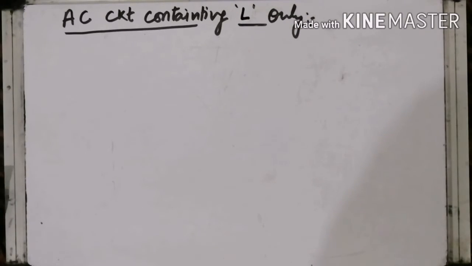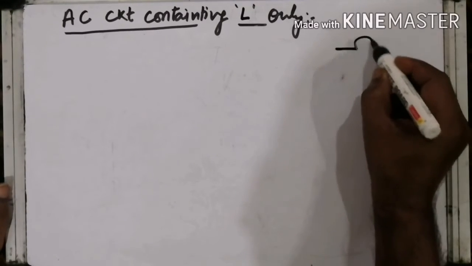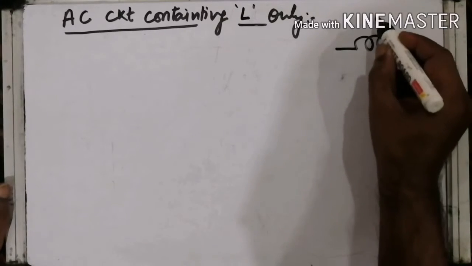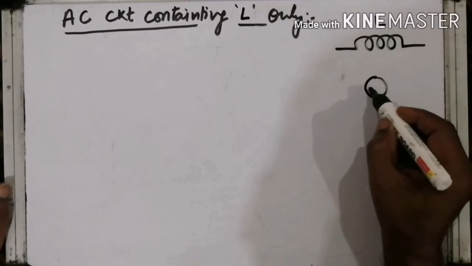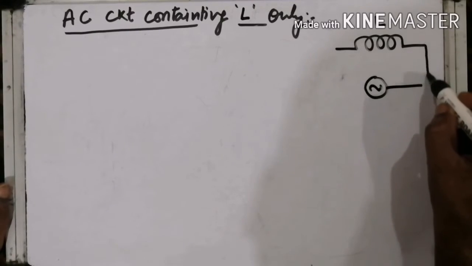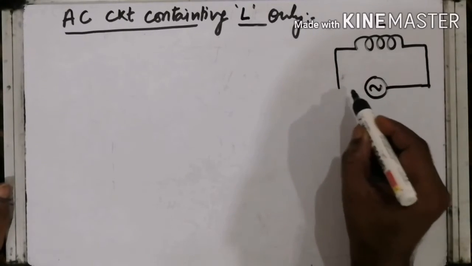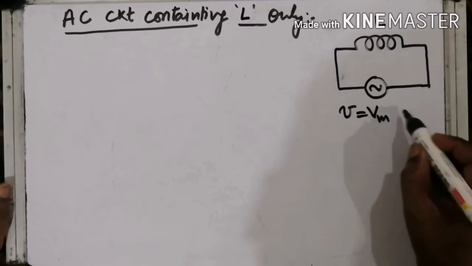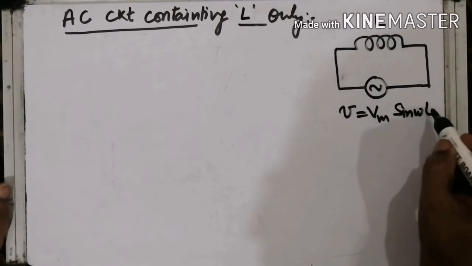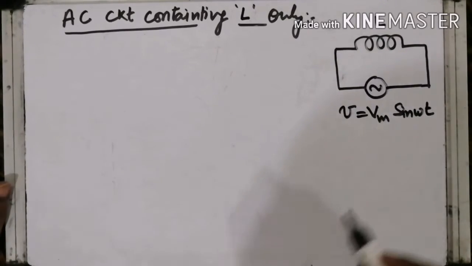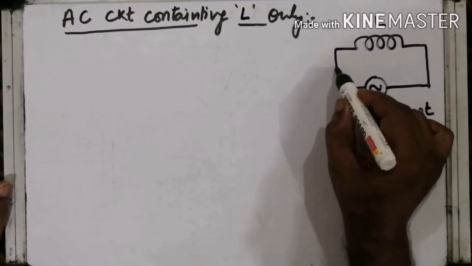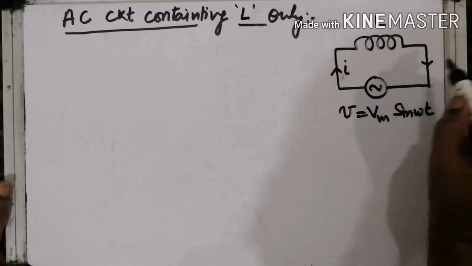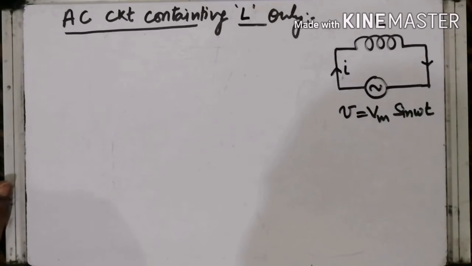Now the circuit containing inductance only. This is known as inductance L, which is connected with the AC source, right? What is the equation of the voltage? V equal to V maximum sin omega t, right? When the current I is provided by this source through the inductor, then a back EMF is induced.